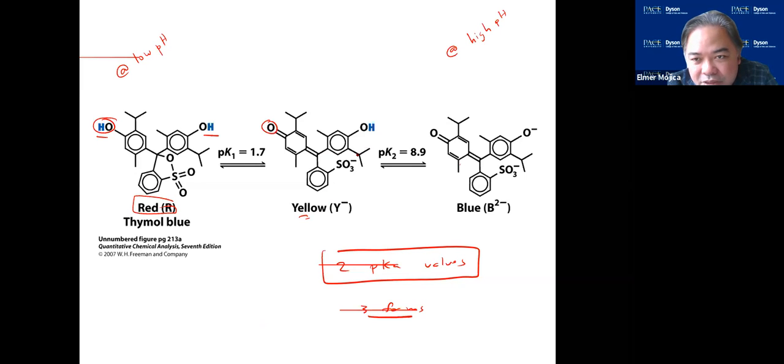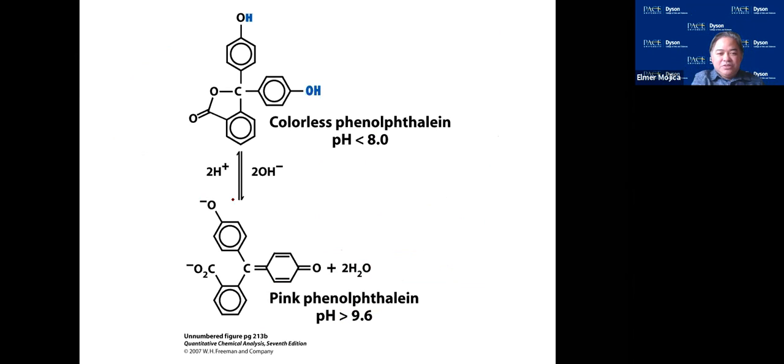And if you keep adding base there, removing the H that you have here, you're going to form this chemical structure which gives you a blue color. So it's all about removing and adding hydrogen. Okay. And we can also observe this if we have phenolphthalein.